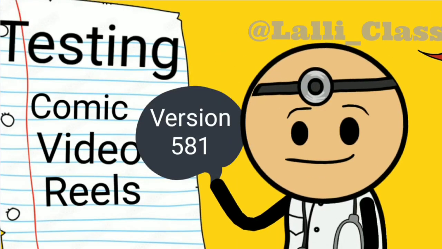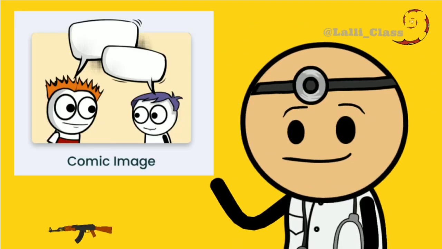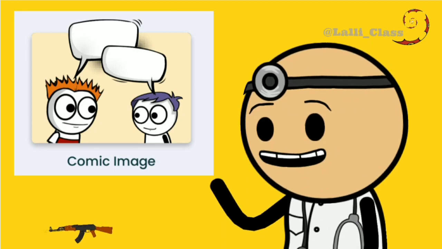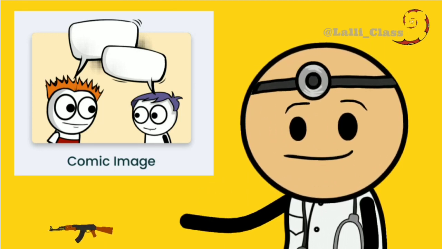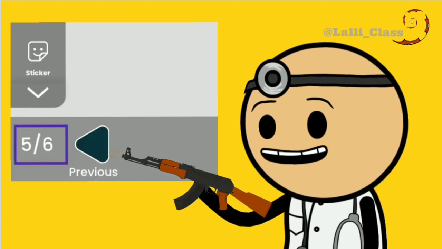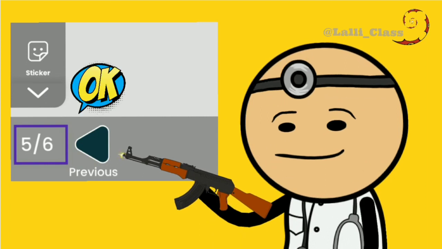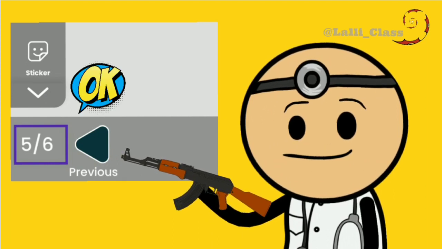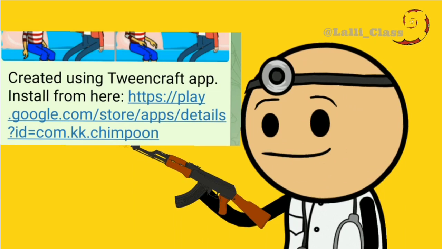Testing version 581. In general, comics work well. So they should eliminate the numbering. When you tap on previews, numbers remain the same. If they don't indicate the frame that you are watching, they should be deleted or removed. It should also be eliminated, this information, when you share your code.